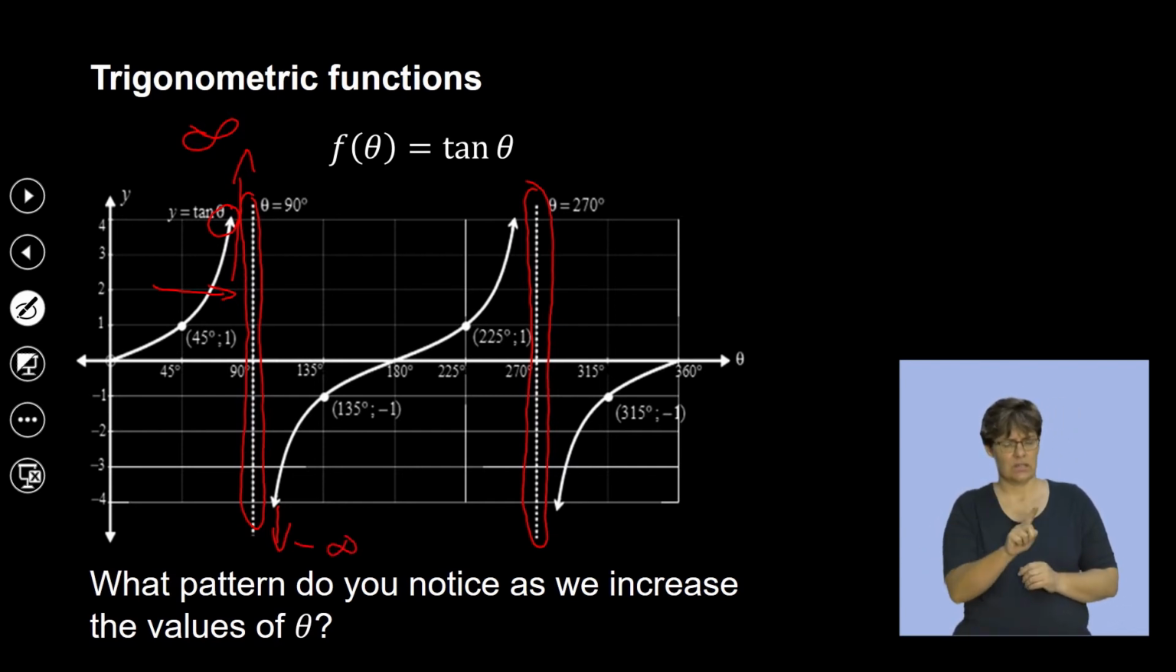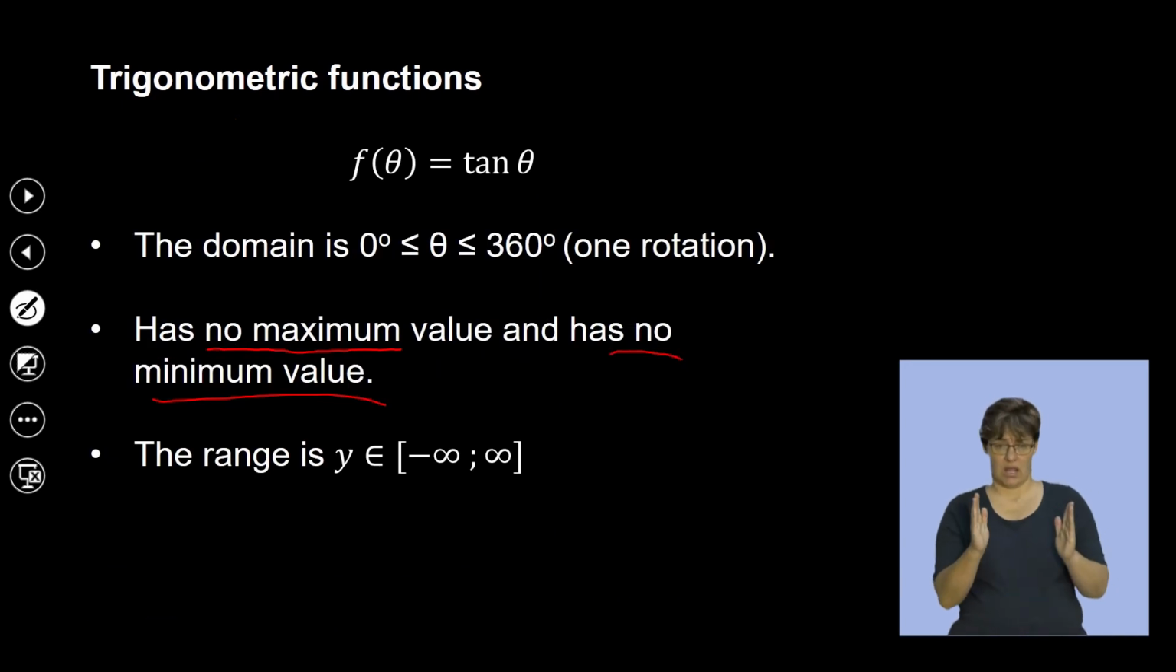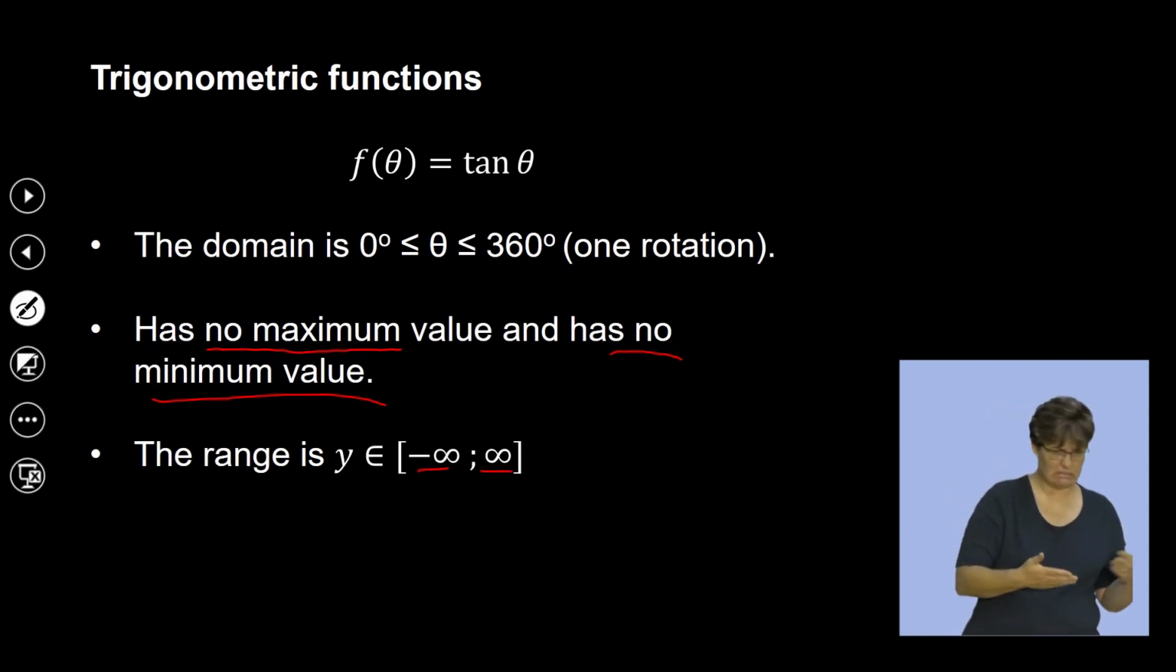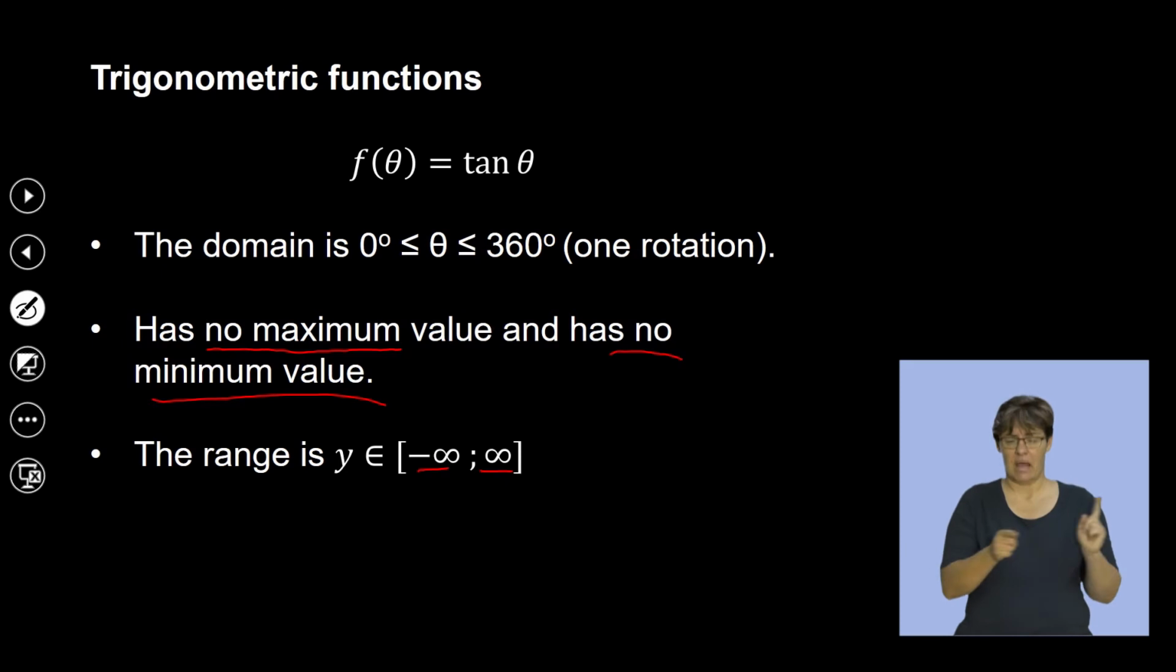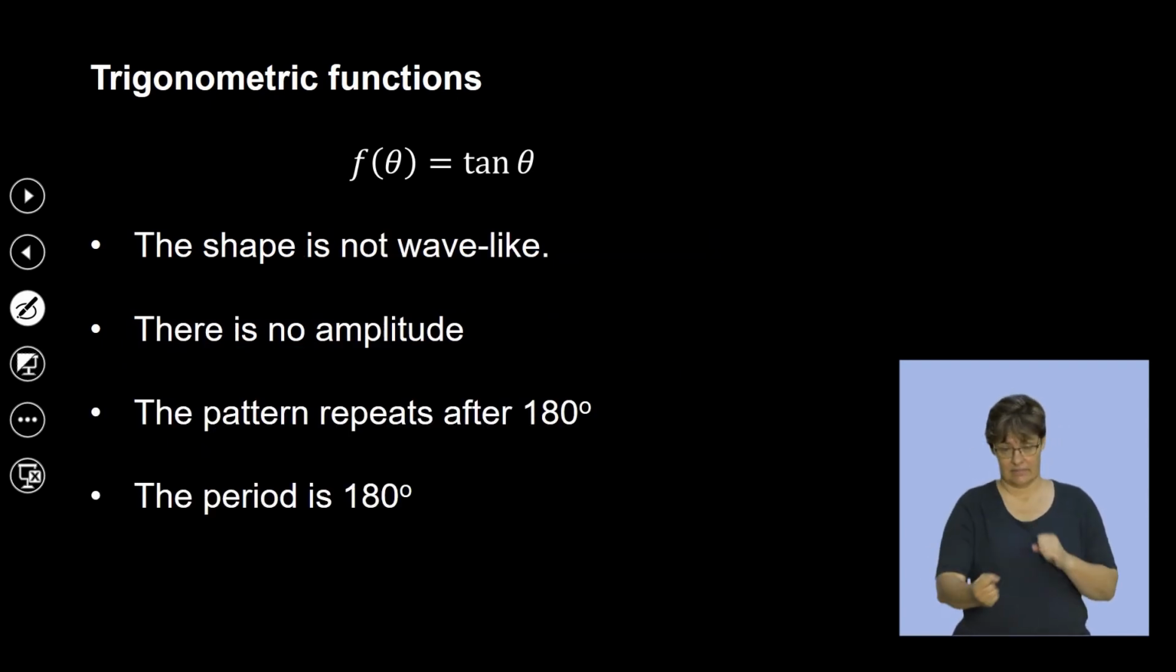So that means our range is going to be from negative infinity to positive infinity, because we don't really know where it starts and we don't know where it ends, but we just know that it starts from the smallest y value and it ends at the largest y value. So that's why it's negative infinity and positive infinity.